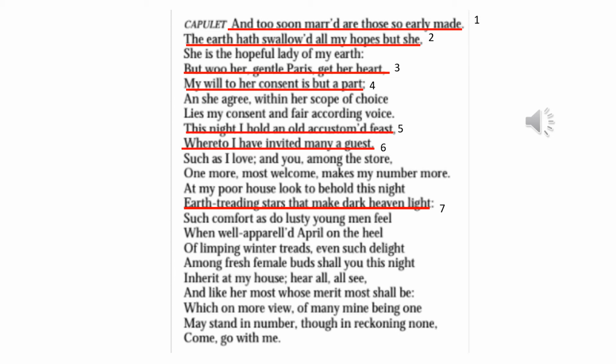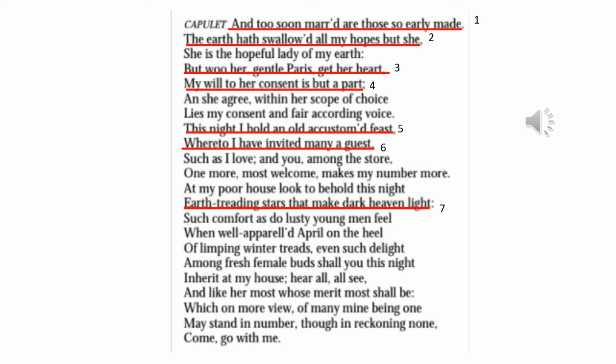Line 3, but woo her, gentle Paris, get her heart. Capulet's advice to Paris is to spend time getting to know Juliet, wooing her. It's a very old-fashioned term, to woo somebody. It means to spend time with them, to make them feel important and valued and cherished. And through those things, Capulet says that Paris might get her heart, i.e. he might win her love.